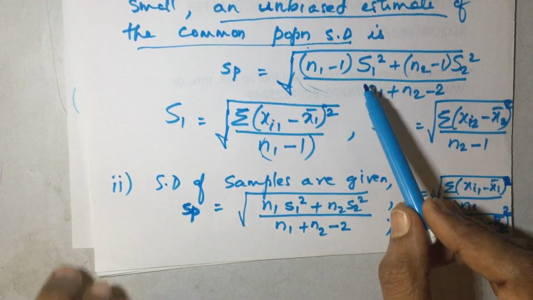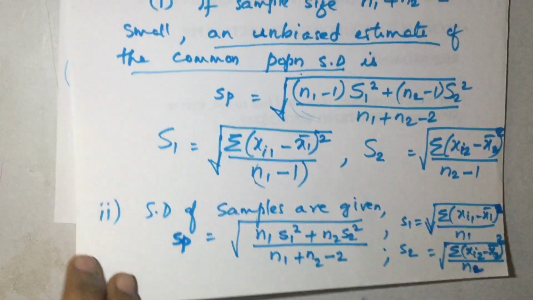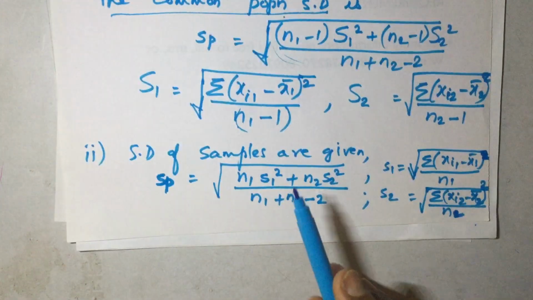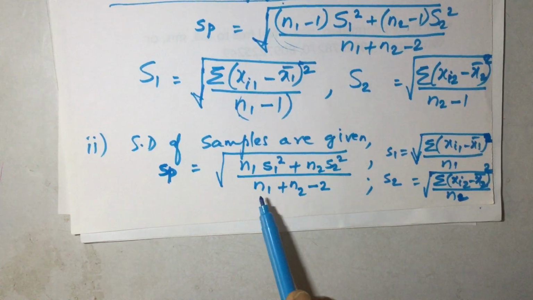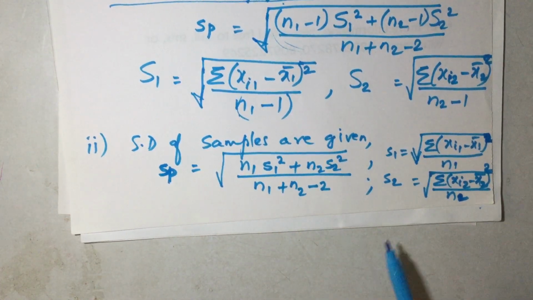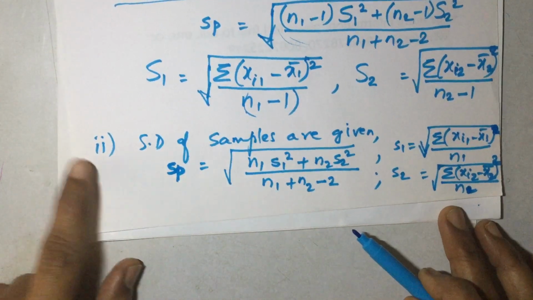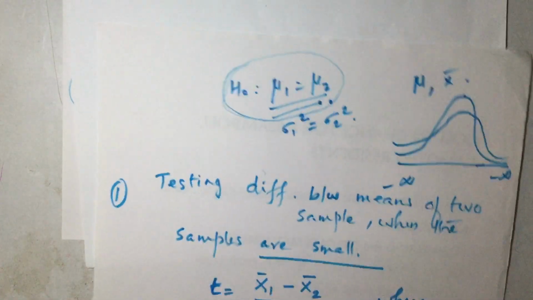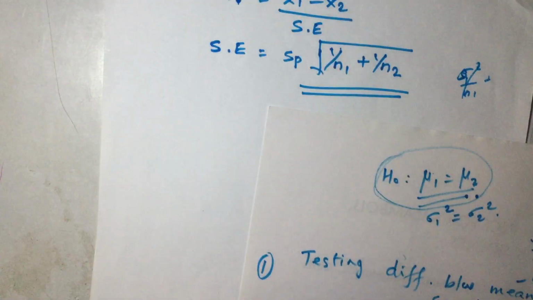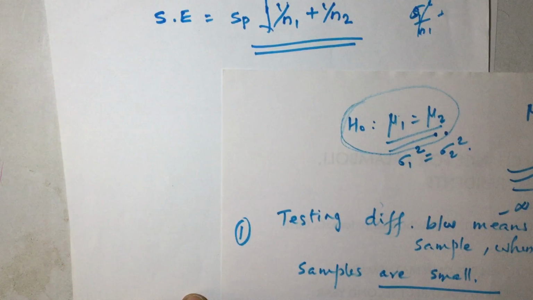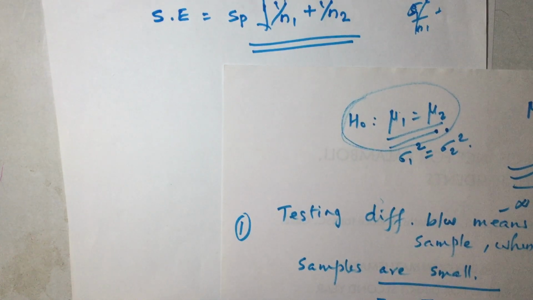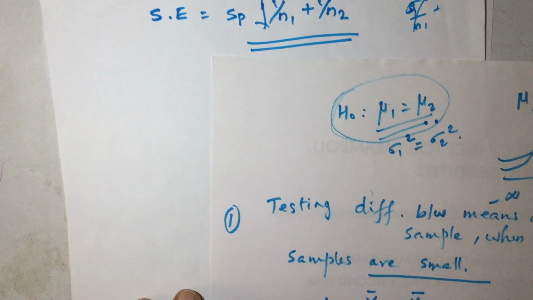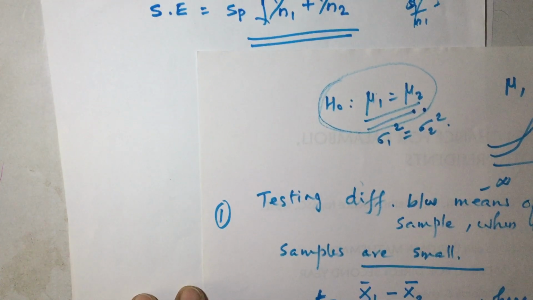Okay, so to find the SP we use this one, and if the standard deviation of the samples are given, then SP is under root of n1 s1 square plus n2 s2 square divided by n1 plus n2 minus 2, and standard error is given by SP multiplied by under root of 1 by n1 plus 1 by n2. Okay, so this is what we will be using to solve the questions.